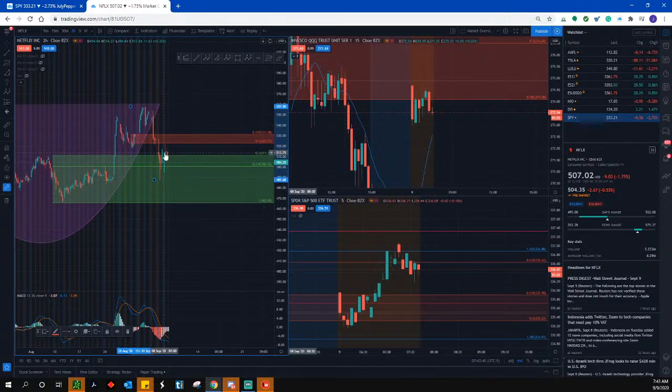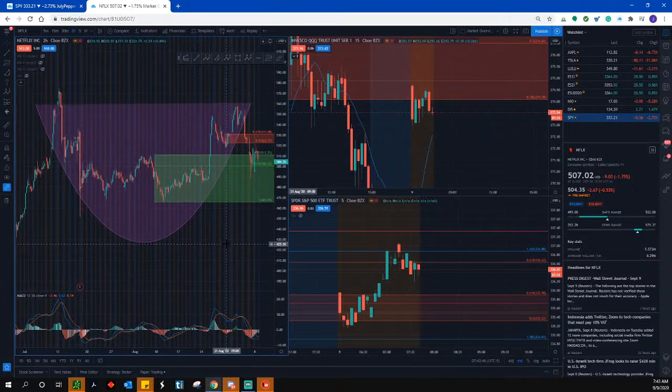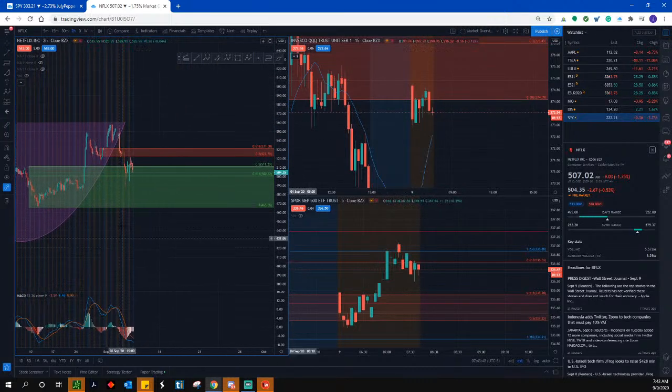Actually, no, I take that back. You don't have a higher high yet. We have to wait to see what it does. I mean, higher lows, that's somewhat of a good sign. But yeah, potential cup and handle. So let's see if it ends up bouncing.